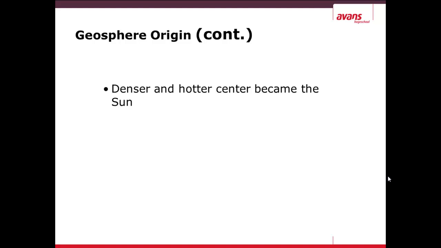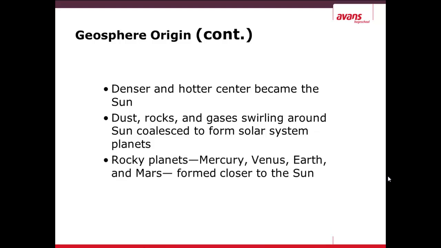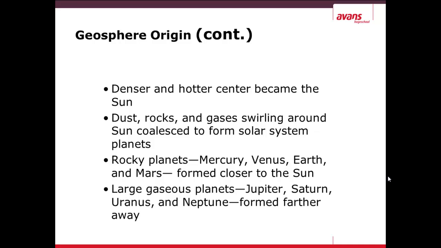The densest and the hottest center of this nebula became the Sun. The dust, rocks, and gases swirling around the Sun coalesced to form our solar system, which we call planets. The rocky planets are the closest to the Sun: Mercury, Venus, Earth, and Mars. The large gaseous planets are further away: Jupiter, Saturn, Uranus, and Neptune.